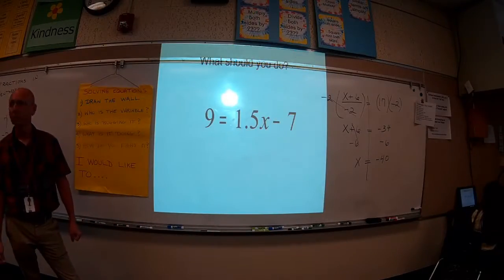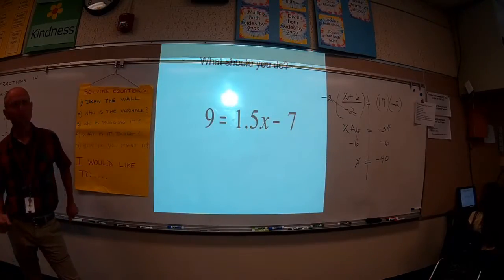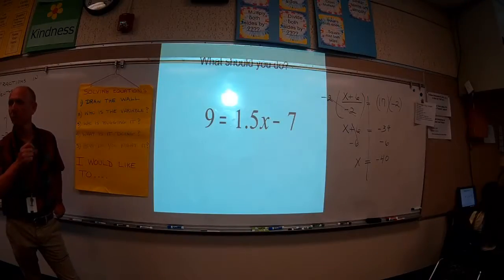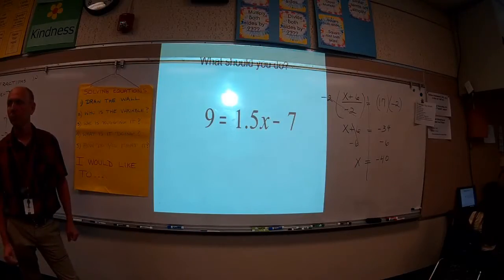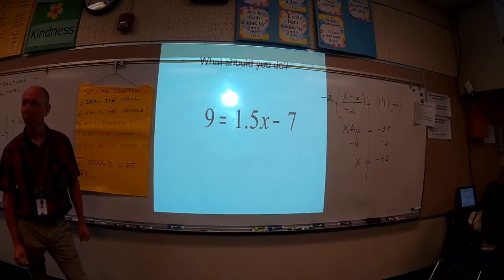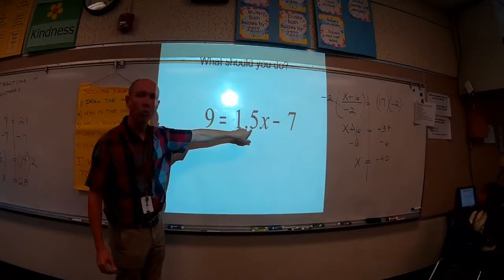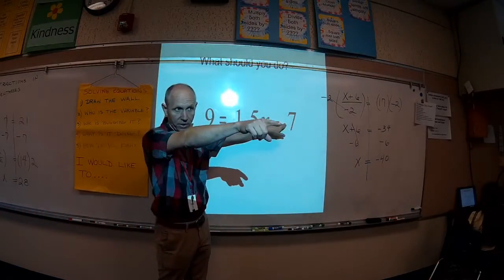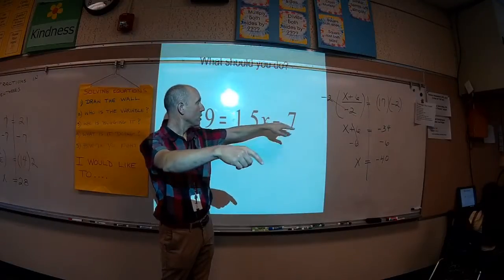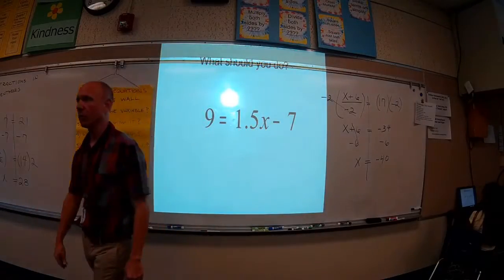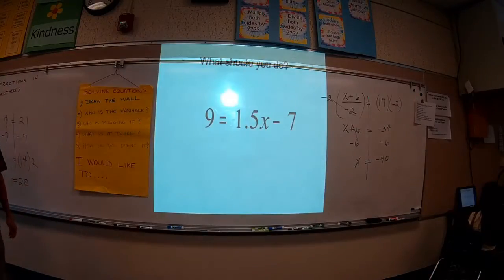Eli, what would you like to do? I would like to get rid of the 7. Rainbow poster. I would like to divide both sides by... You're going right here. If you go right there, that 7's going to lay you out. You've got to take care of that -7 first. That guy comes first. I'd like to get rid of the 7. How are you going to get rid of the 7? By adding both sides.